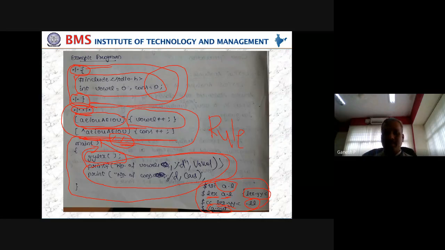Okay, fine. So this is about the Lex program, which is the lexical analysis stage. Is that clear now, how lexical analysis is done? What is the need for it, in general?